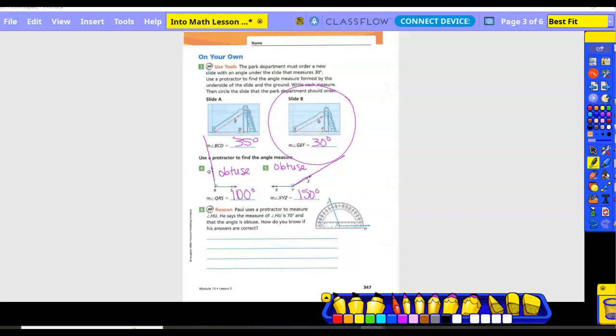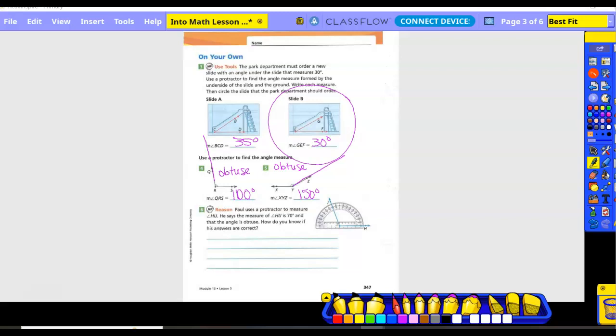Number 6, Paul uses a protractor to measure angle HIJ. He says the measure of angle HIJ is 70 degrees and that the angle is obtuse. How do you know if his answer is correct? So let's start here. Is he correct with it being an obtuse angle? Yes. You can tell that it's more than 90 degrees, right? Show me with your arms what a 90-degree angle is. Like this, right? And is it more like this for his angle? Yes. So we know that's an obtuse angle. So he's correct with that.